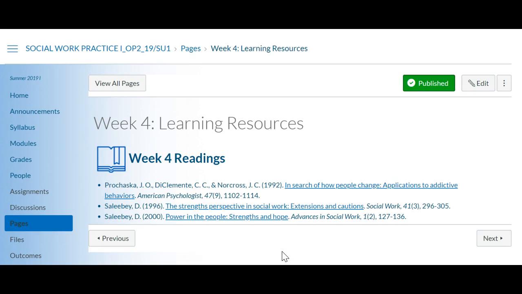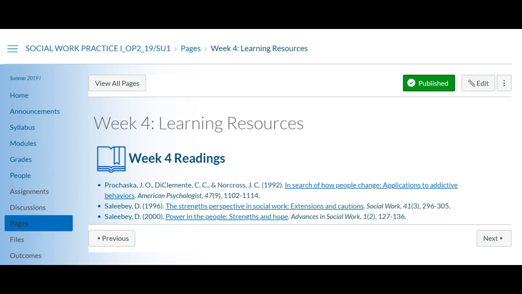And in fact, as social workers, looking at strengths, whether they be client strengths, system strengths, organizational strengths, strengths in communities, and so on and so forth, is an essential skill. And being able to reframe problems from a strengths perspective is critical. So these two articles give you an introduction to the strengths perspective.